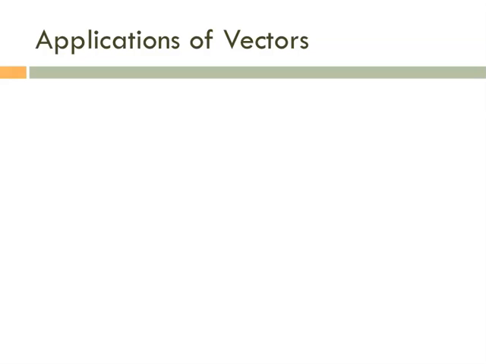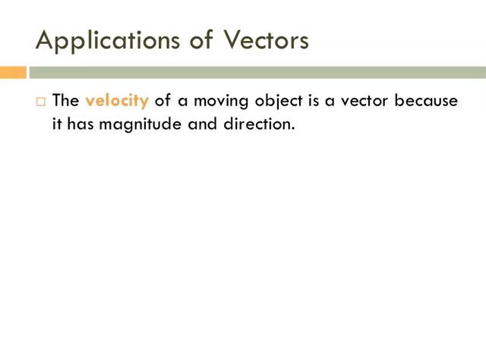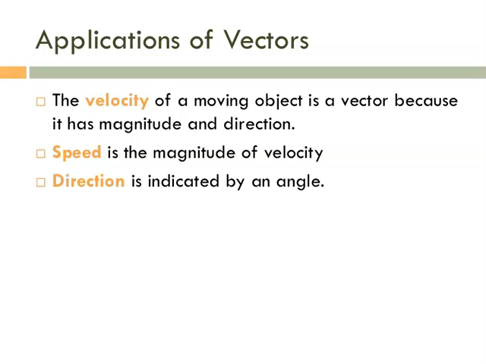So first of all, let's talk about velocity. The velocity of a moving object, particularly if you've been in physics and you've talked about velocity before, is a vector because it has magnitude and it also has direction. Normally we would say the difference between speed and velocity is that velocity actually has direction. So the speed is what we would consider the magnitude of velocity. And in terms of direction, we indicate direction using an angle.